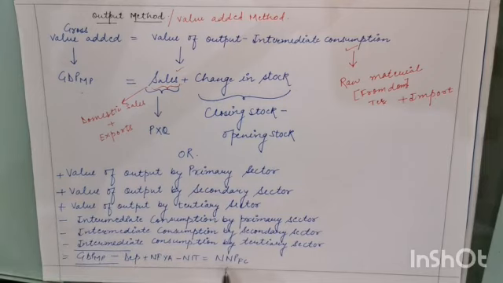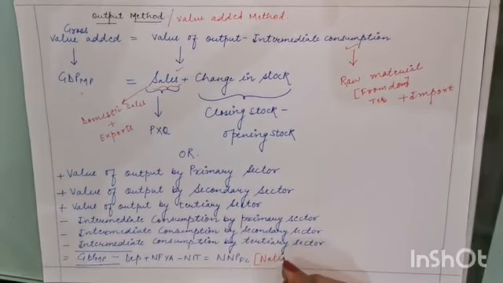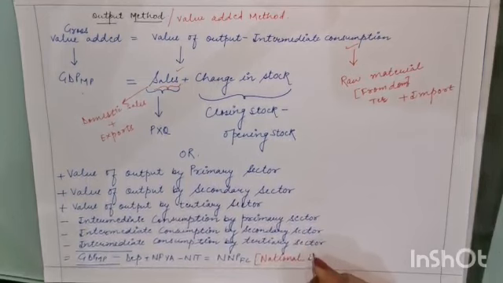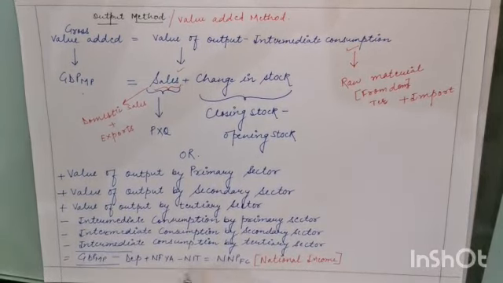From this GDP at MP, you can reach NNP at FC, which is also called national income. How to reach this NNP at FC? You must know this thing. From gross towards net, minus depreciation; from domestic towards national, plus NFIA; from MP towards FC, minus net indirect taxes. This is all about the value added method.